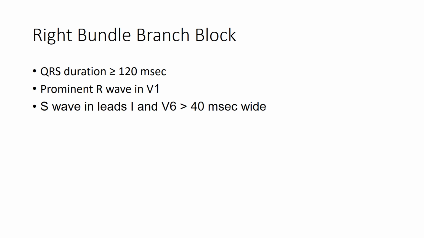In right bundle branch block, the QRS duration is more than 120 milliseconds or 3 small boxes. There is a prominent R wave in V1 and S wave in leads 1 and V6 is more than 40 milliseconds wide.